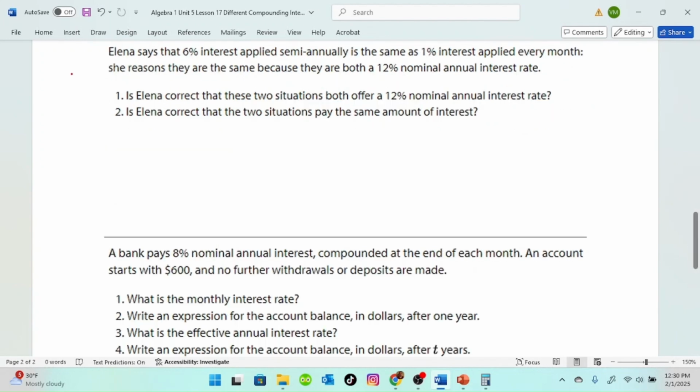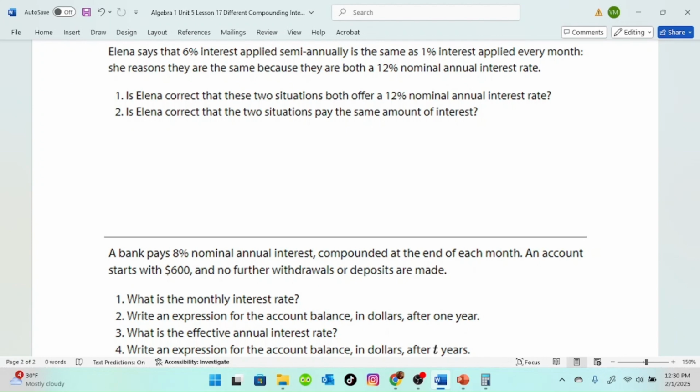Our next practice problem: Elena says that 6% interest applied semi-annually is the same as 1% interest applied every month. She reasons they are the same because they are both a 12% nominal annual interest rate. Number one, is Elena correct that these two situations both offer a 12% nominal annual interest rate?